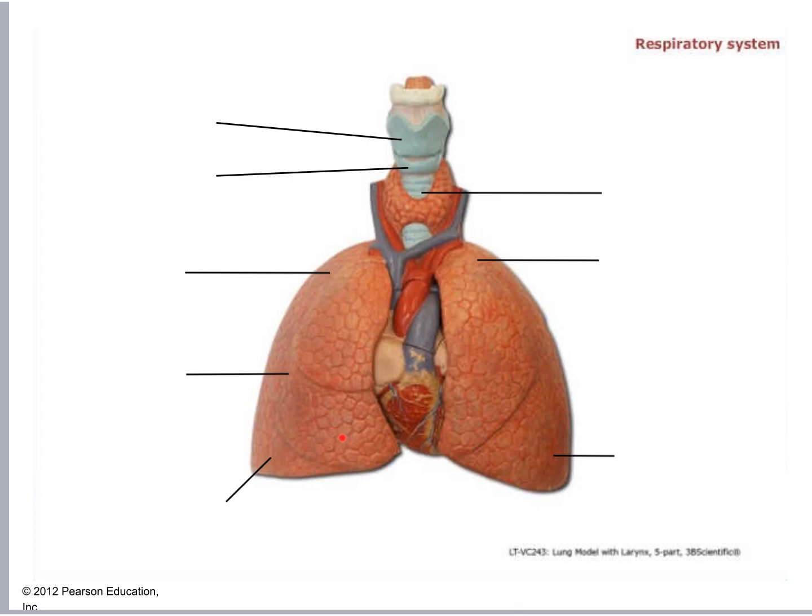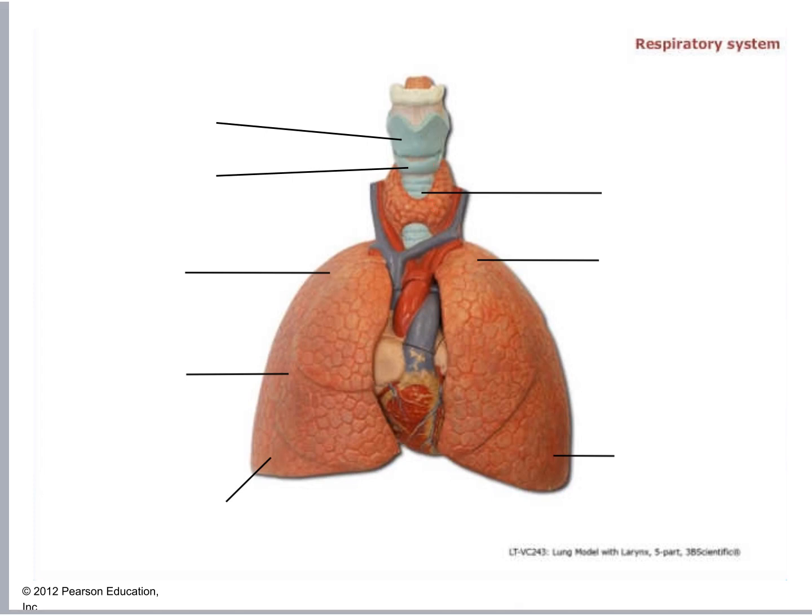All right, in this picture here, we can see both lungs, a right and a left lung. So here's one lung, here's the other. We'll go over these labels in just a second. With the heart and the mediastinum between the 2 lungs. Up here we have the larynx, and then we have the trachea right here. And then we can see the thyroid that wraps around the trachea and it's below the larynx.